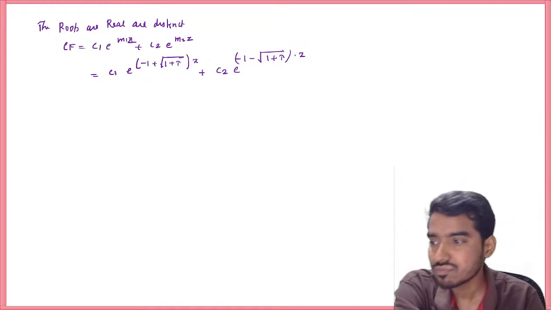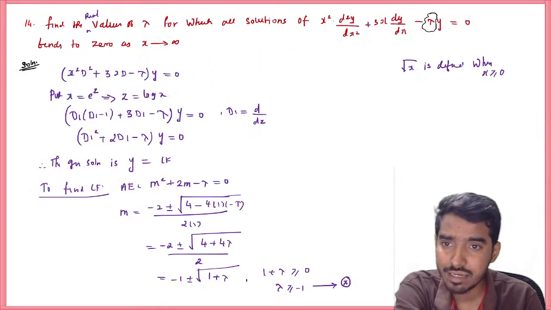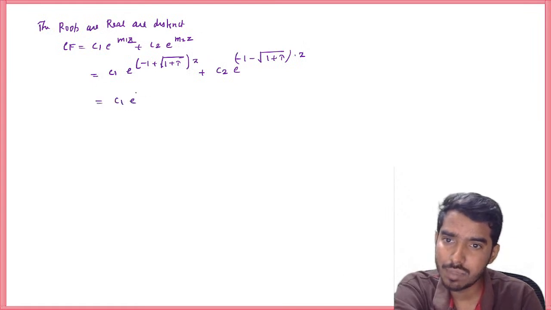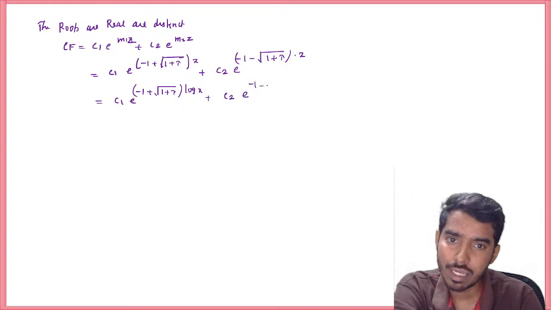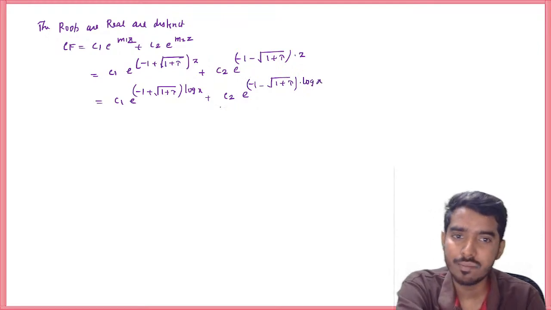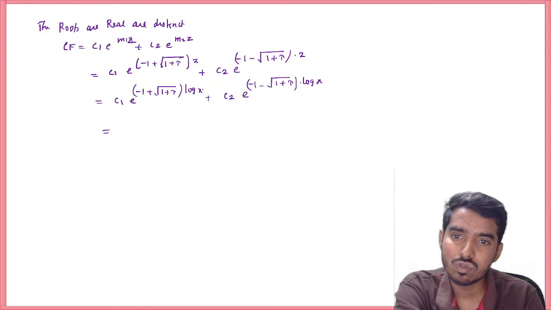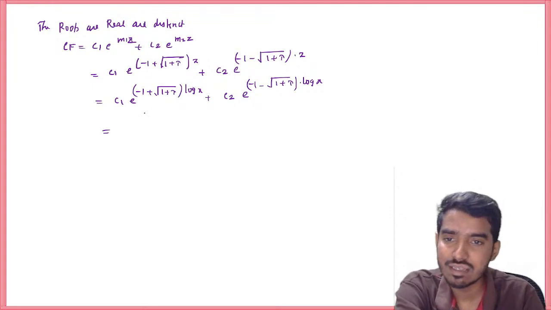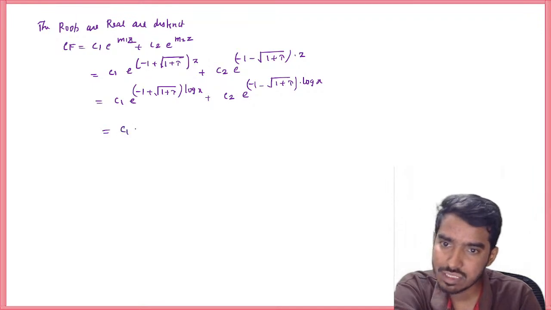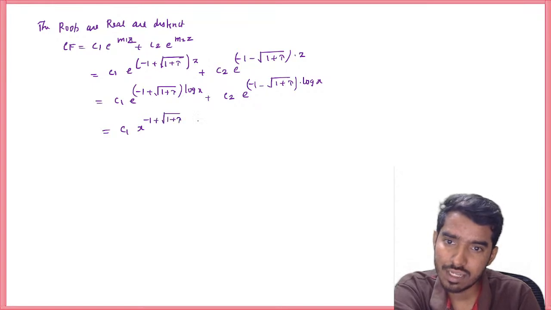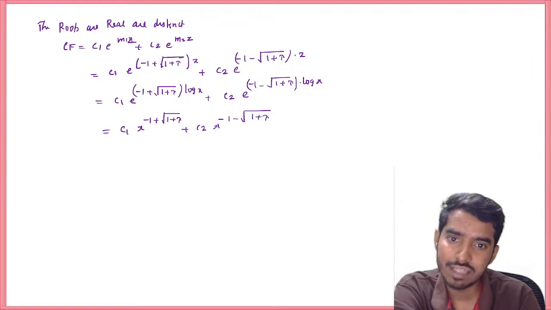Right? Okay. Now we have to replace z by log x. So this will be C1 e power minus 1 plus root of 1 plus lambda into log x, plus C2 e power minus 1 minus root of 1 plus lambda into log x. Now this is the same as taking it to the power, and e power log x is x. So this is the same as C1 x power minus 1 plus root of 1 plus lambda, plus C2 x power minus 1 minus root of 1 plus lambda.